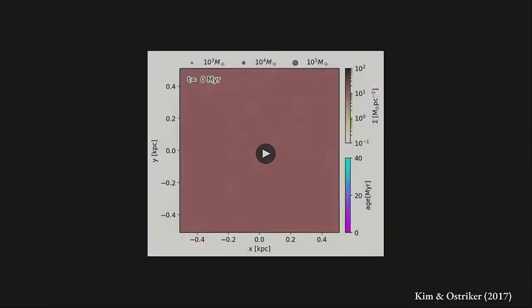So here I'm about to show you a simulation of the ISM. So you're going to see lots of wonderful things, including supernova explosions and star formation happening. So when star formation happens, you're going to see little dots.